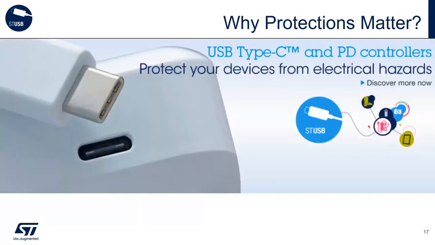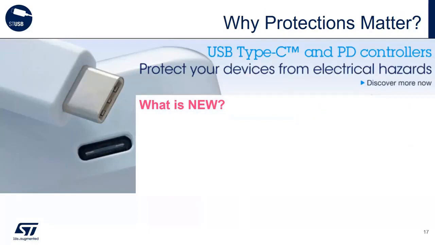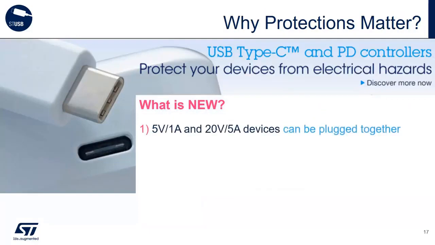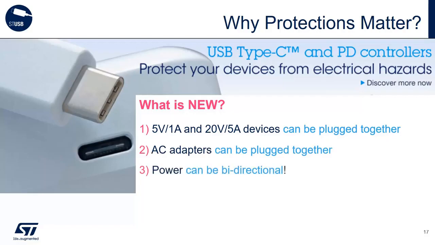So why is it a bit more complex than it looks? Because of the 5 reasons listed here. Because of the swappable connector, you could have a 5-volt 1-amp device plugged into a 20-volt 5-amp device. Likewise, you could have an AC adapter plugged into another AC adapter. And power can be bidirectional, in the case of a role swap where source and sink devices renegotiate to send power in the other direction.